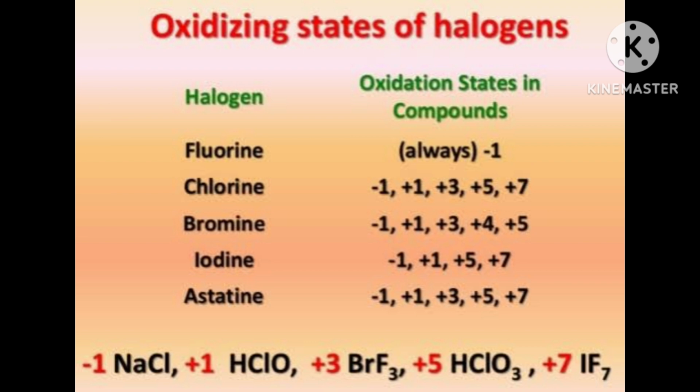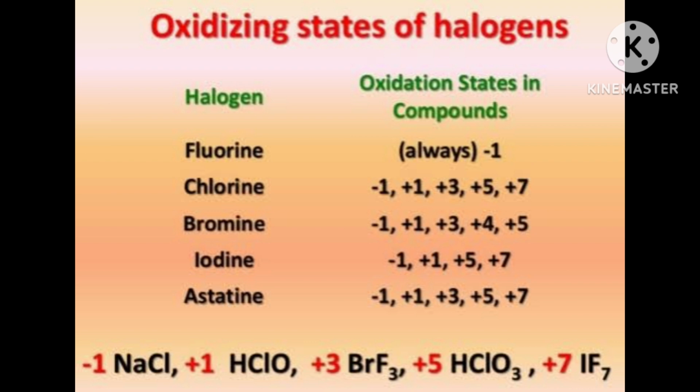Example, in interhalogens. Interhalogens means they will react among themselves. Halogen atoms will react among themselves. That's why it is called interhalogens. As for example, fluorine can react with chlorine, can react with bromine, that way. Fluorine can react with any members of the halogens among themselves. That's why it is called interhalogen.